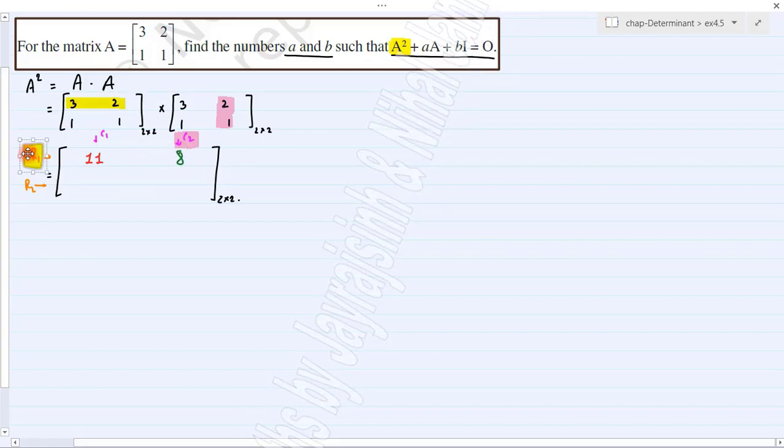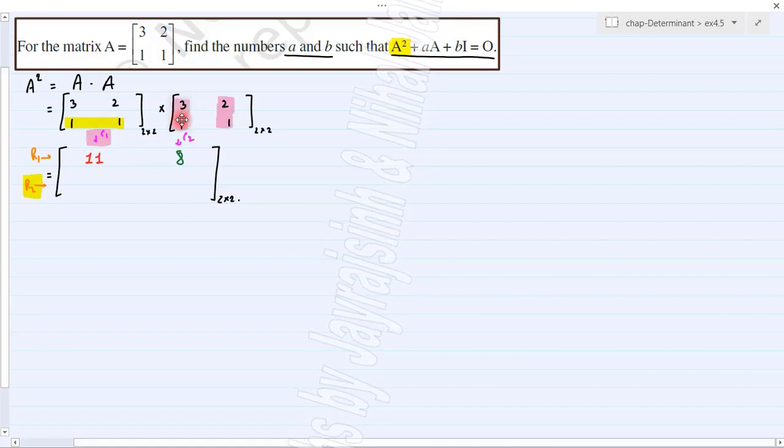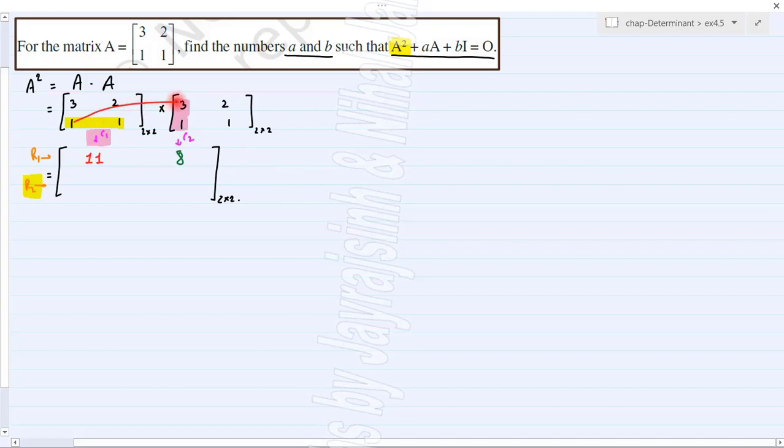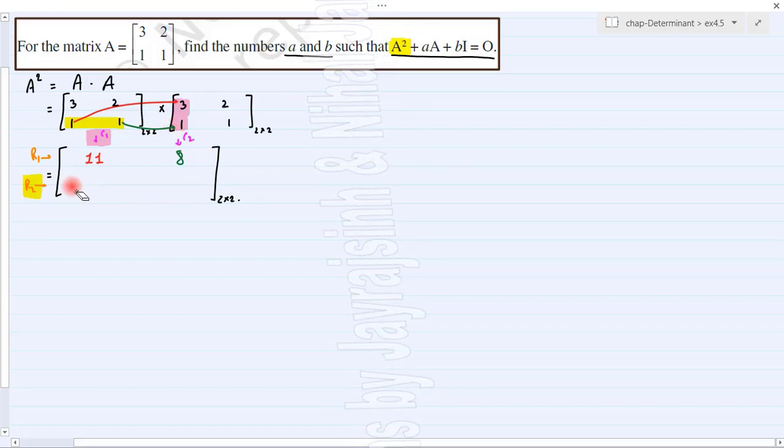So we get the element of first row. Now let's try to get element of second row. The first element is in first column. So multiply elements of second row and first column. So 1 3s are 3 plus 1 1s are 1. Or we can say 3 plus 1 will give us 4.